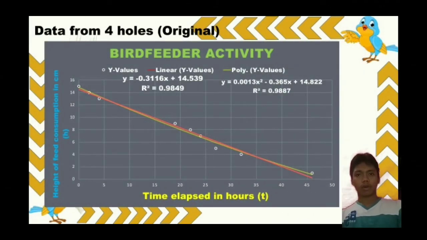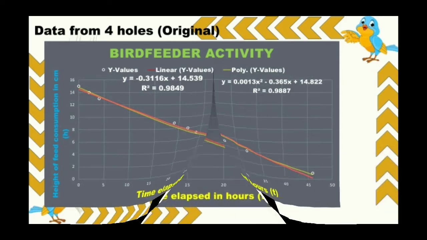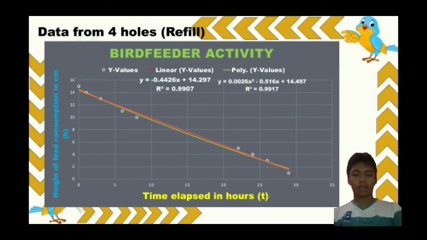In data from 4 holes from the original Birdfeeder, as we can see in the scatter plot, it shows that the data point is decreasing, same in the linear values and polynomial values. In data from 4 holes, the refilled Birdfeeder, same as the original Birdfeeder, the trend line decreases in both polynomial and the linear values.